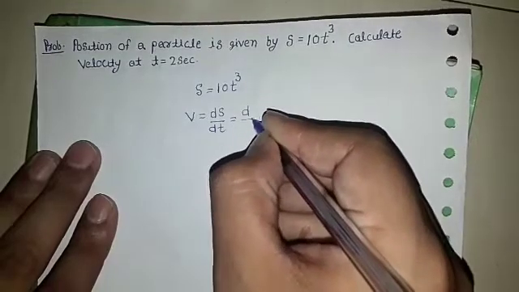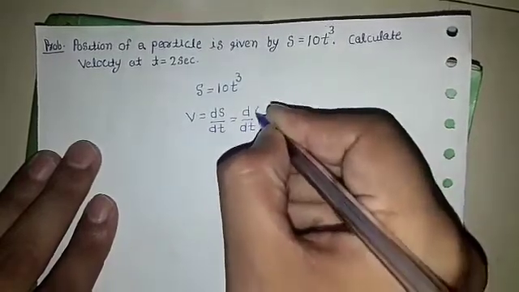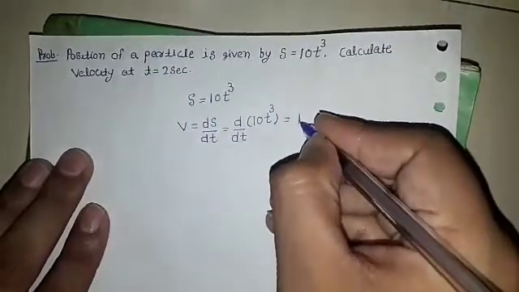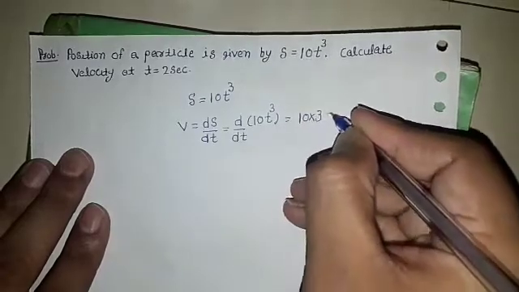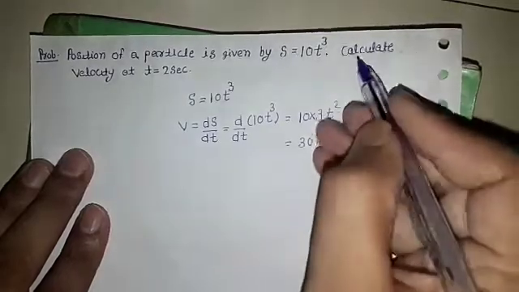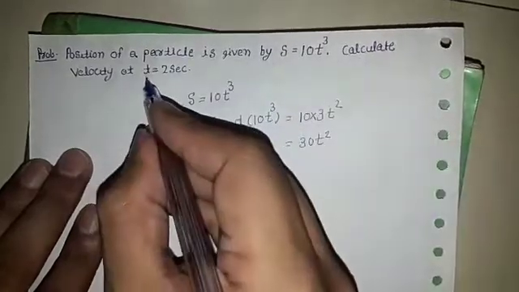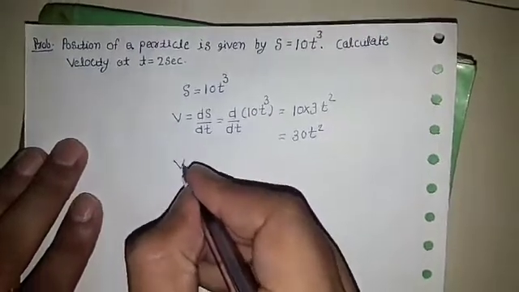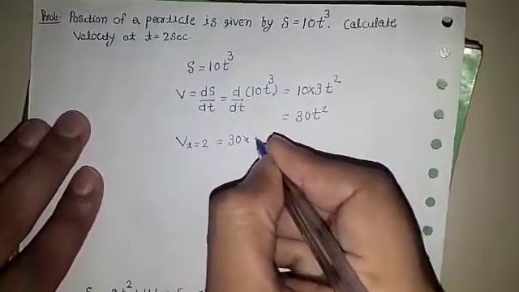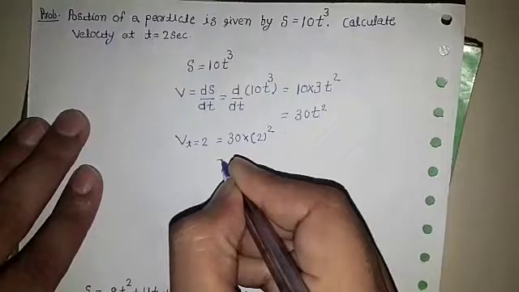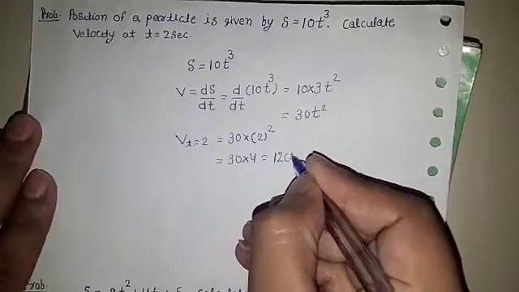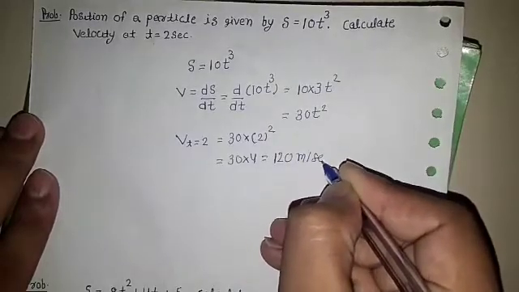Here d by dt, put the value of s, it is 10 t cube. So differentiate it, 10 into 3 t square. So the answer is 30 t square. Now we have to determine the velocity at t equal to 2 seconds. So velocity at t equal to 2 seconds is equal to 30, put t equal to 2 square. We will get 30 into 4, it is 120 meter per second.